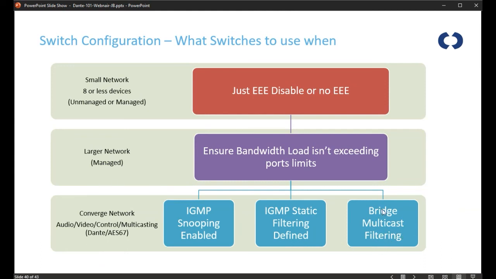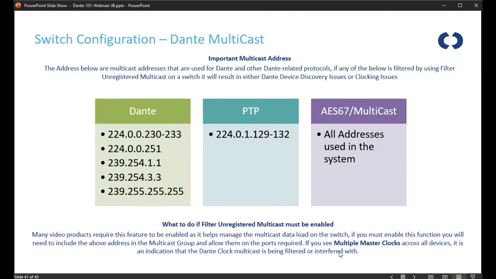What I do want to mention, this bridge multicast filtering from the first slide, is if you ever have multiple master clocks popping up, in other words, you just see multiple master clocks, it is because you're filtering the clock information on the multicast. There's a function on the Ciscos, the different brands use different things, but it's filter unregistered multicast, which is something that you enable when you're doing video stuff. And that filters out the clock sometimes, and you end up with this weird situation happening.